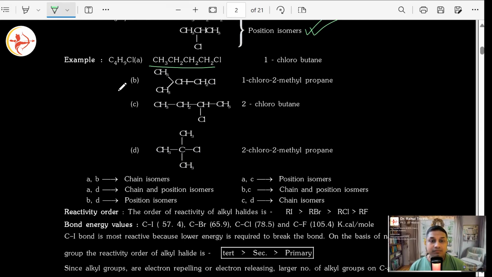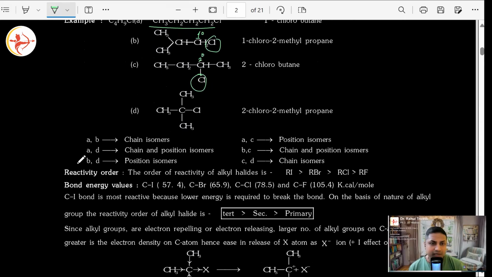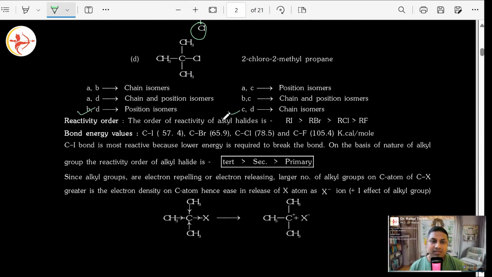B and C. How about B and C? Here also chain isomers as well as position isomers. The position of chlorine is also changing. This is a 1 degree carbon. Yes, but this one is a 2 degree carbon. So from primary to secondary carbon, the chlorine substituent has moved. Yes or no? Correct? Makes sense? So on and so forth. B and D are position isomers, C and D are chain isomers. I hope you can make sense out of it.